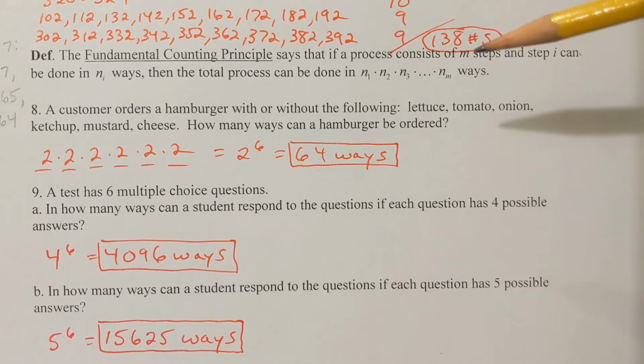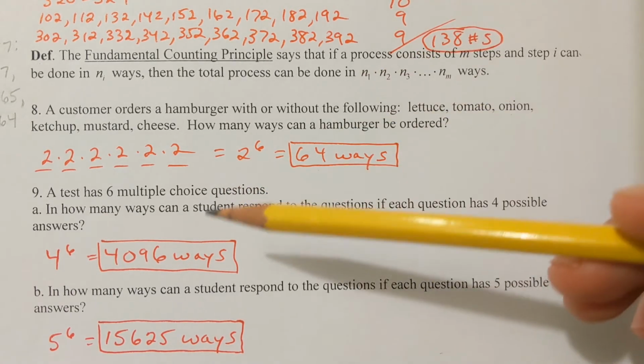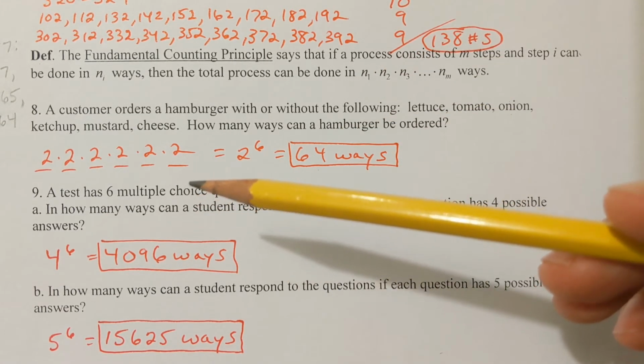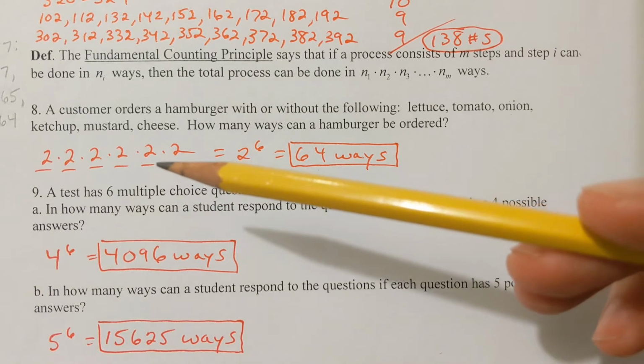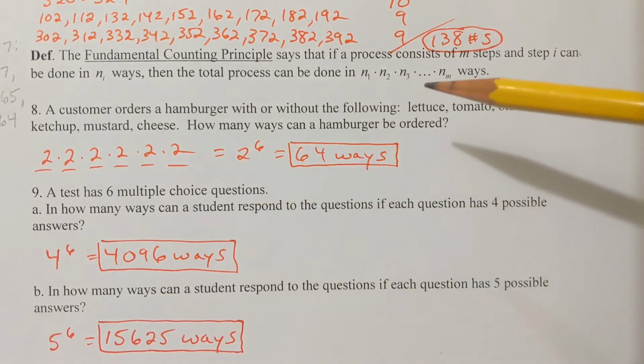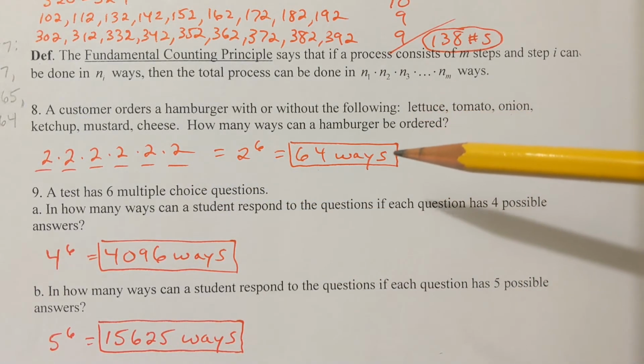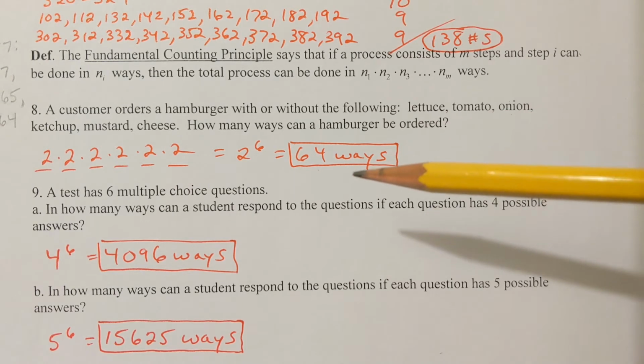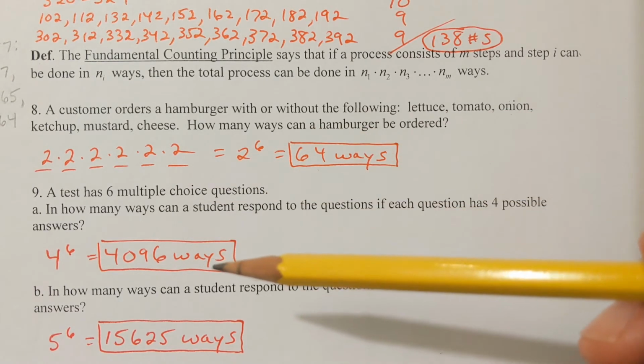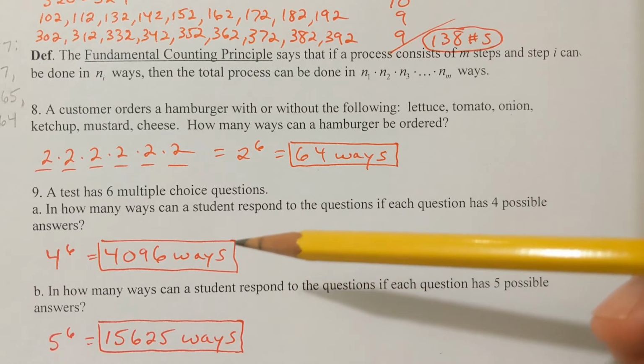Okay, so what you're going to do is take a look at step number i in the process. You'll figure out how many ways step i can be done. You'll do that for all the steps, and then you'll multiply all the numbers together to get the number of ways that the total process could be done. I've got some examples here where we're going to be using the fundamental counting principle.